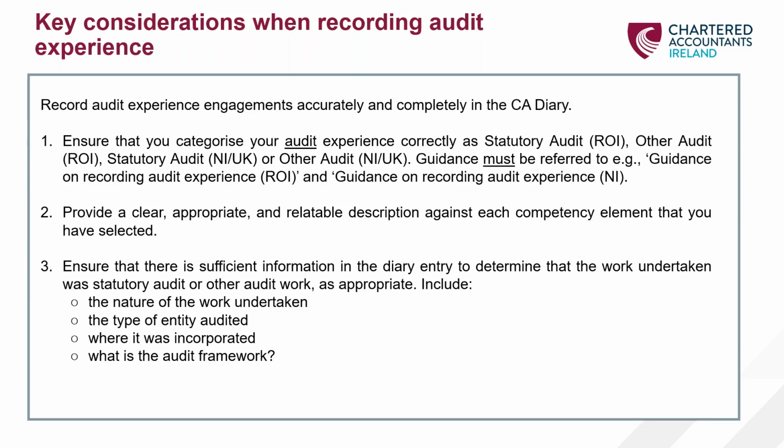With regard to the type of entity audited and where it was incorporated, typically the information required is, for example, if the entity was a company, to specify that it was a company and where it was incorporated. For example, a private company limited by shares incorporated in the Republic of Ireland, or a private company limited by shares incorporated in Northern Ireland. If the entity was a fund, please specify the type of fund and where it was incorporated. For example, a UCITS fund incorporated in the Republic of Ireland and regulated by the Central Bank of Ireland. If the entity was an SPV, please state the type of SPV and where it was incorporated, and so on.